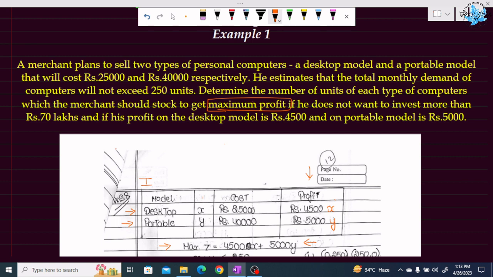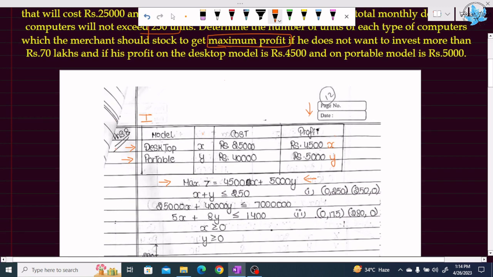And now we come to the constraint part. From the first line, it is saying that the total monthly demand will not exceed 250 units. It means when he sells both types of model, that is model X and model Y, it does not exceed 250 units. Does not exceed means at most. When we say at most, we have to put the less than or equal to sign. So my first constraint will be x plus y less than or equal to 250.